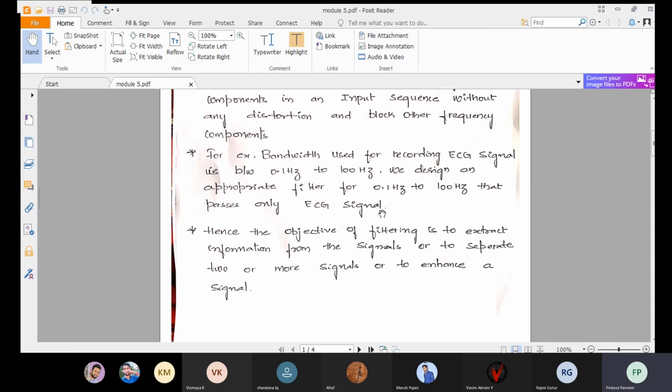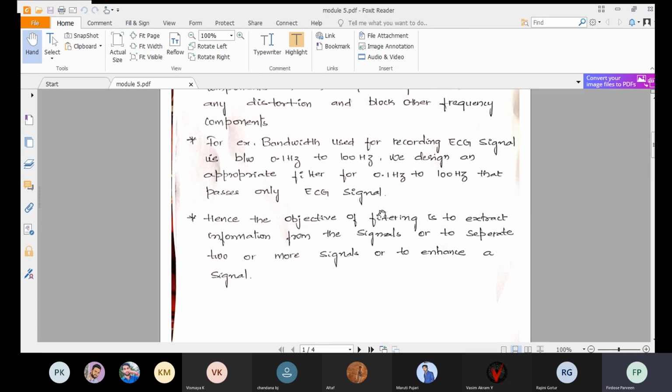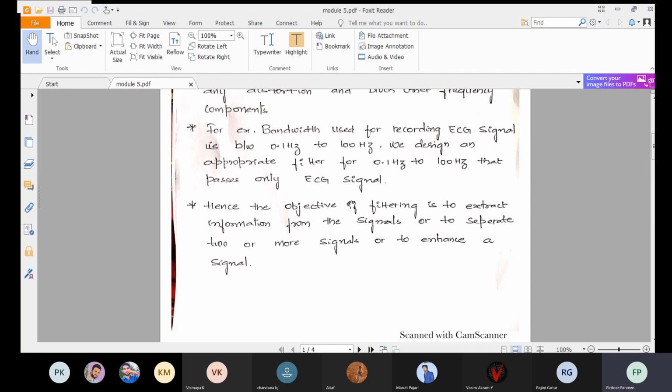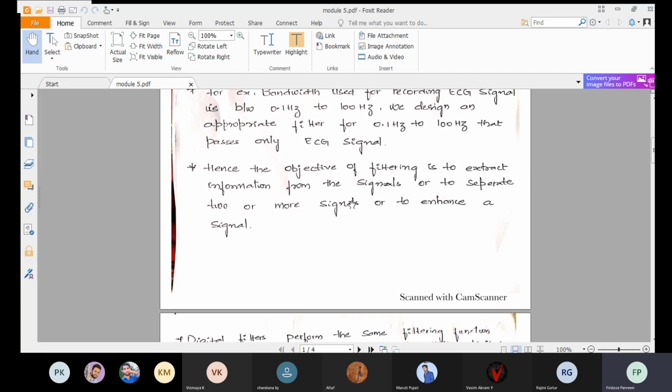For example, the bandwidth used for recording ECG signal is between 0.1 to 100 Hz, and we design an appropriate filter for 0.1 Hz to 100 Hz that passes only the ECG signal. Hence, the objective of filtering is to extract information from the signals, or to separate two or more signals, or to enhance a signal. Filter means we try to remove the unwanted signals.